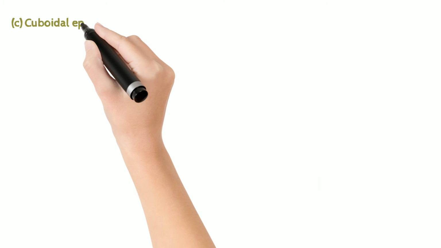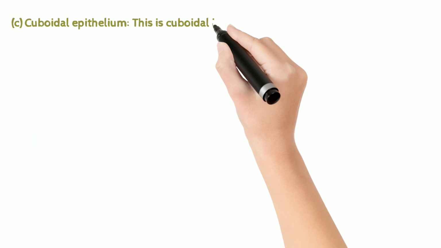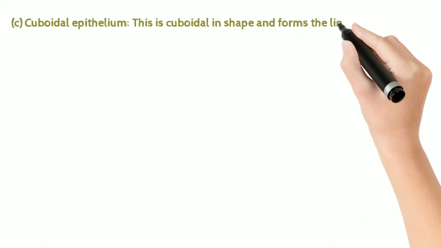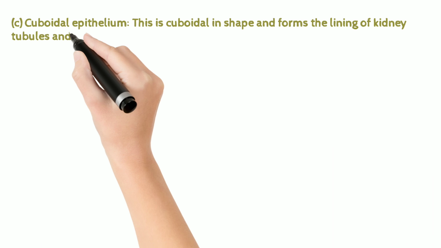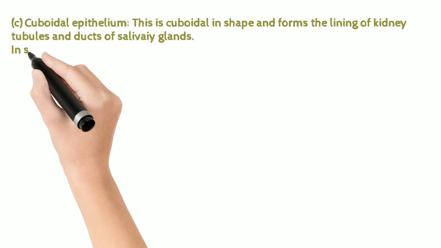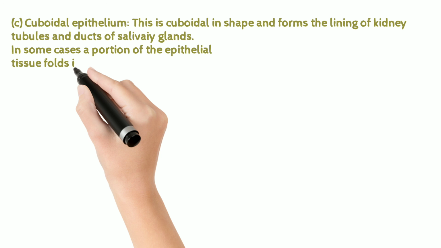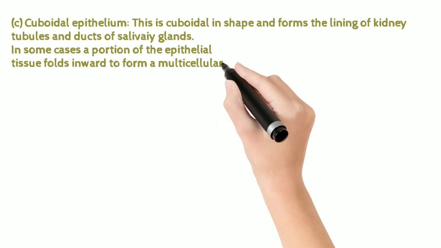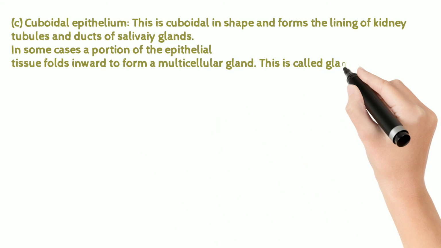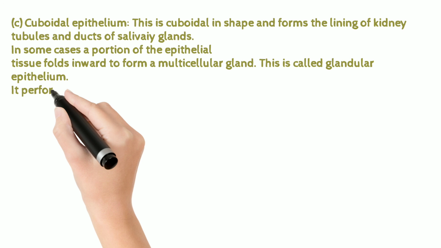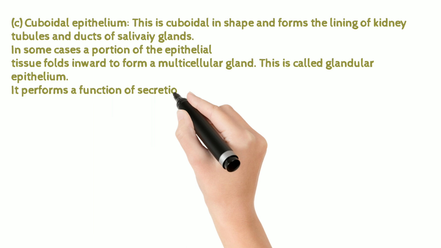C. Cuboidal epithelium. This is cuboidal in shape and forms the lining of kidney tubules and ducts of salivary glands. In some cases, a portion of the epithelial tissue folds inward to form a multicellular gland. This is called glandular epithelium. It performs a function of secretion and absorption.